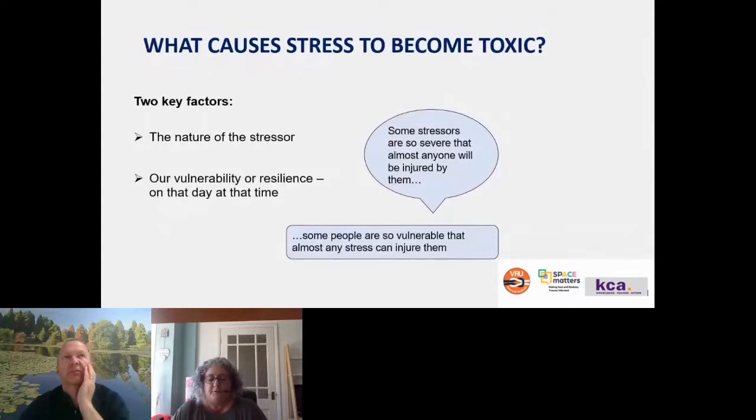So what causes stress to become toxic? This is just that repeated continuation. It is around severity and also the time span that people experience it. The other thing that can impact on that is our ability to be resilient. So those that don't have natural resilience or don't have co-regulation or assistance in regulating.